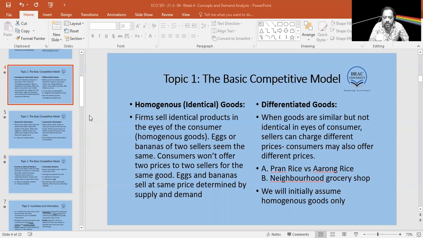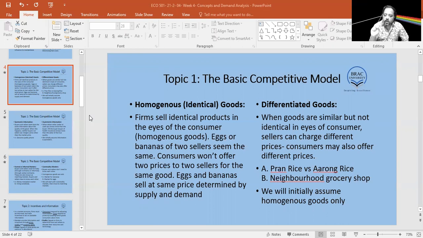The price of eggs and bananas are determined by supply and demand. That's the first implication of perfect competition. Nobody has any control over the outcome of the market. There are a huge number of buyers and sellers. Nobody has any kind of distinct market share, and everybody is selling the same item. So the price of eggs and bananas in our example will sell at the same price, determined by supply and demand.